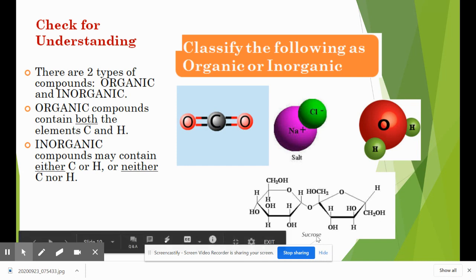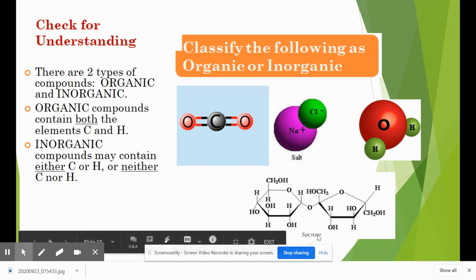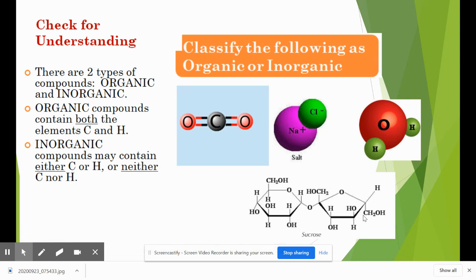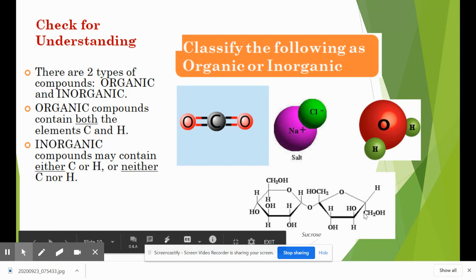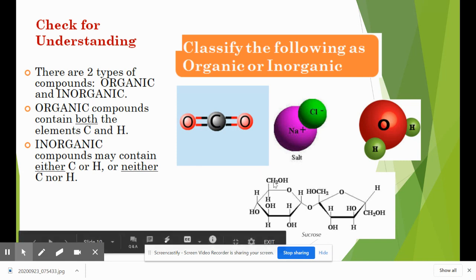Last example, we have sucrose. Sucrose is a type of sugar. How would you know it's a name of a sugar? Okay, because it ends with OSE. Another example is glucose. You will be hearing this a lot in this course. Glucose, sucrose, fructose. Okay, just look at the chemical formula. Look for the two key elements, the carbon and the hydrogen. Is this organic or inorganic? That's right. This is organic because you have here the C and the H together.